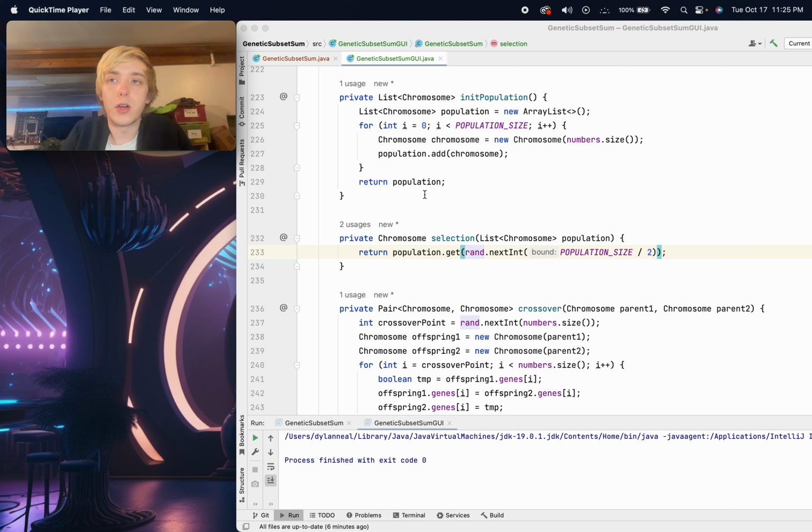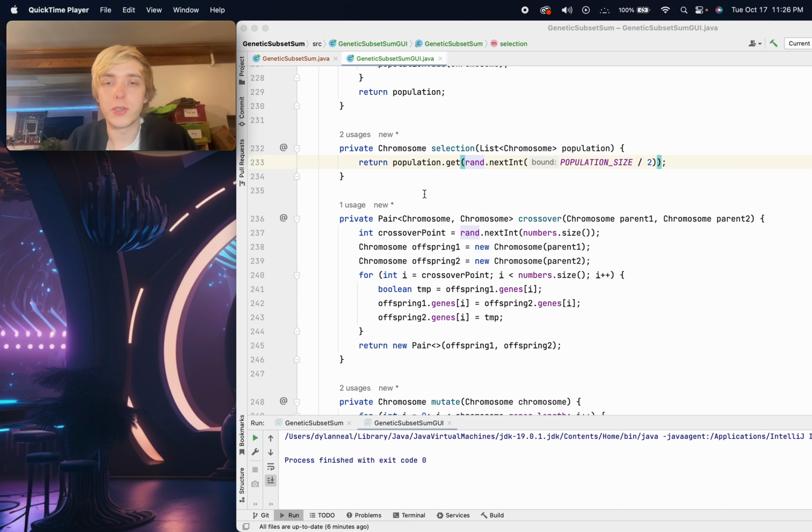In this code, a chromosome is defined by a Boolean array, which represents whether a number is included in the subset or not. The second concept to understand is selection. Selection is the process of actually choosing chromosomes from the current population to be parents that produce offspring.